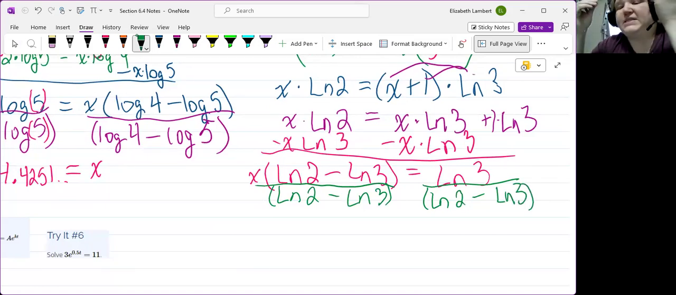Now I know, gut instinct is like, ooh, I see the natural log of 3 twice. I should cancel. Don't do it. No, no, no. There's subtraction on the bottom. You aren't going to do any cancellation unless it's only multiplication and division. Now, if it was the natural log of 3 times the natural log of 2 on the bottom, then yes, we could cancel the natural log 3's.